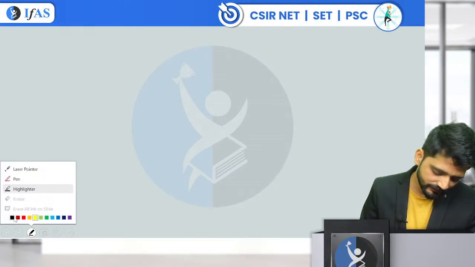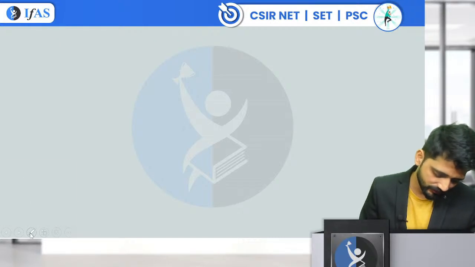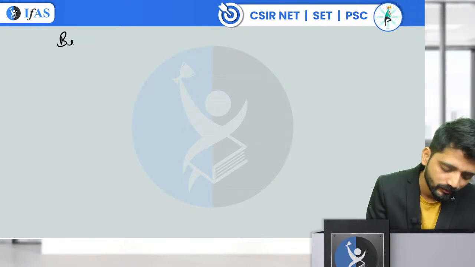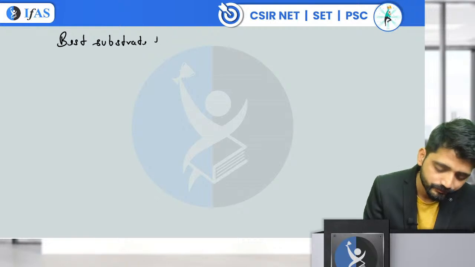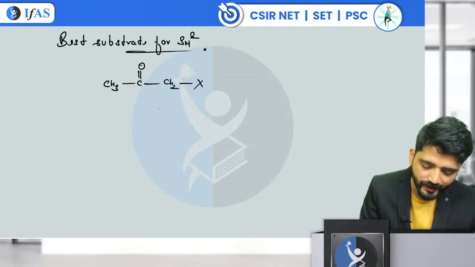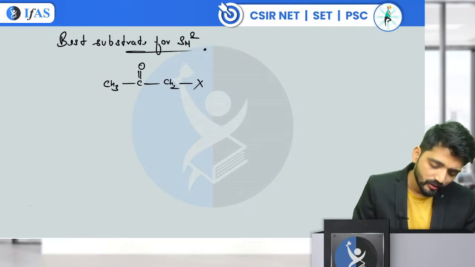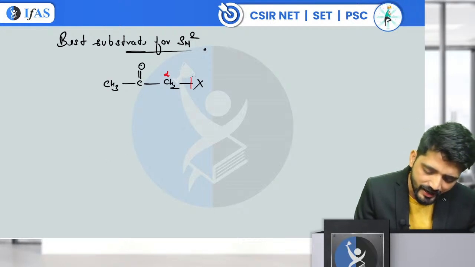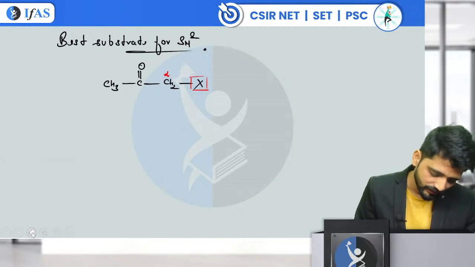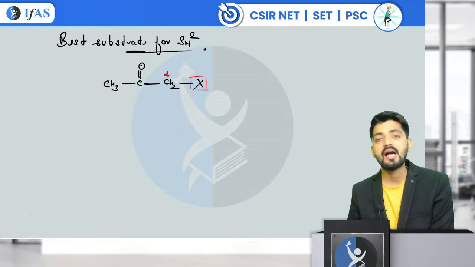Let's take an example of the best substrate of an SN2 reaction. Whenever I have CH3, C double bond O, CH2 and an X group, a carbonyl whose alpha position has a leaving group is said to be the best substrate for an SN2 reaction. It gives an SN2 reaction with a very high rate.